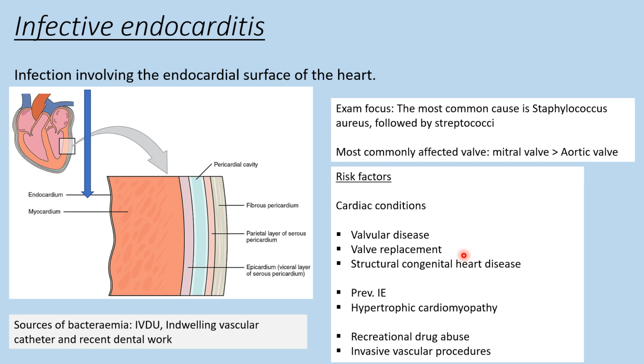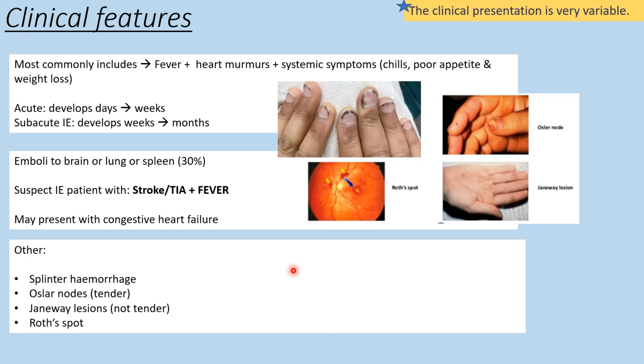Now, having risk factors by itself is not enough. You need to have these risk factors, and then if you have the clinical features, then you are more sure the answer is infective endocarditis. The clinical presentation of this is very variable. So we need to know the main things and link it with the risk factor. Most commonly, patients will have fever, heart murmur, and systemic symptoms. So these will be given to you in the exam most likely.